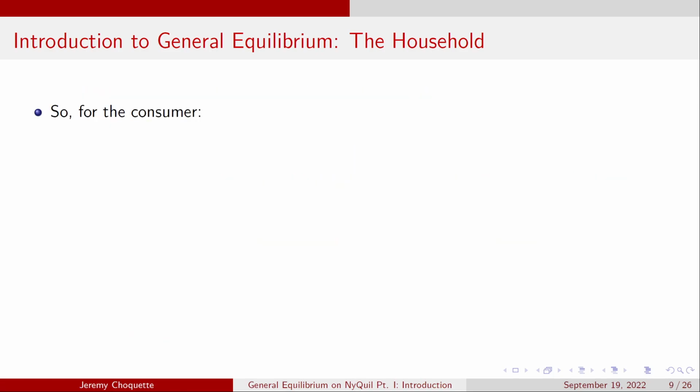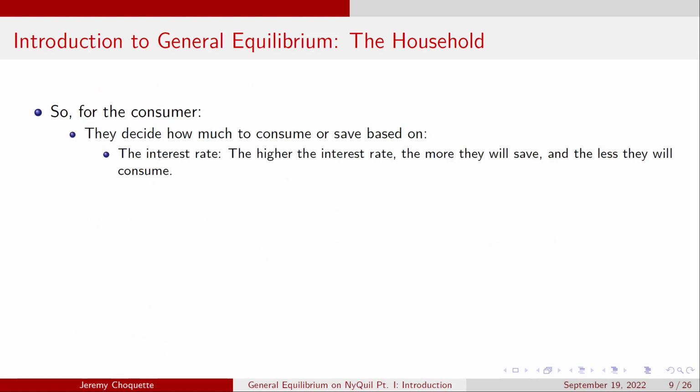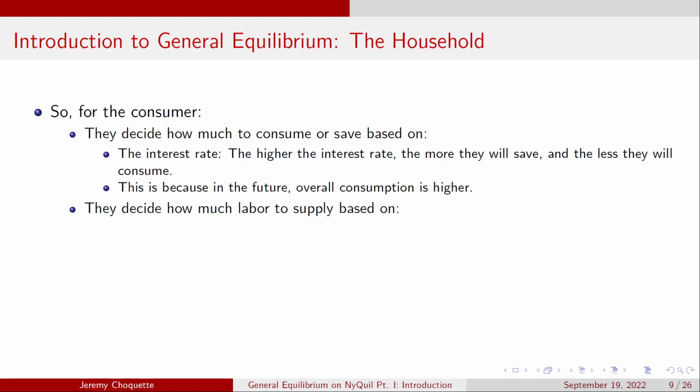So, for the consumer, they decide how much to save based on the interest rate. The higher the interest rate, the more you're going to want to save, right? If the interest rate is like 15%, you're probably not going to consume a whole lot today. You'll consume as much as you have to, of course, but you're going to go, man, I can really consume a lot more tomorrow, next month, next quarter, next year, whatever it is, if I just save a little bit today. So the higher the interest rate, the more you will save, and the less you're going to consume today, but you get to consume tomorrow. So in the future, overall consumption is higher.